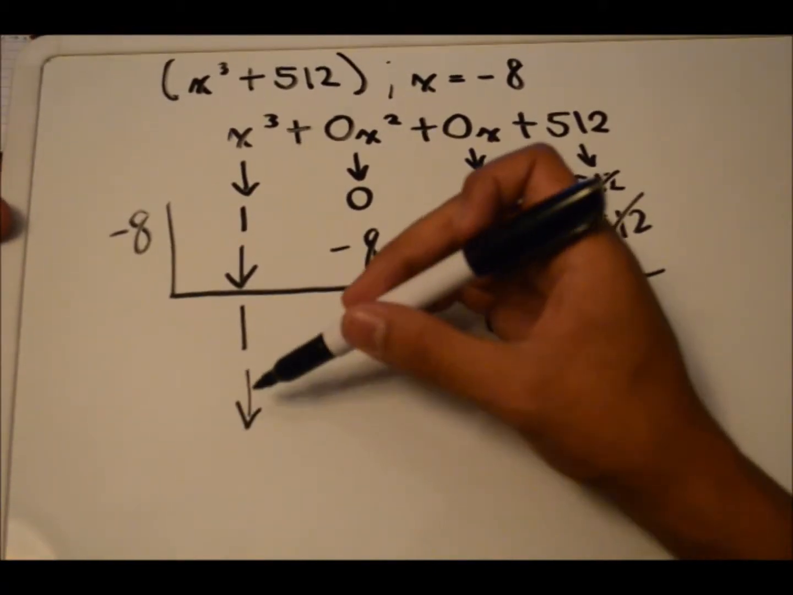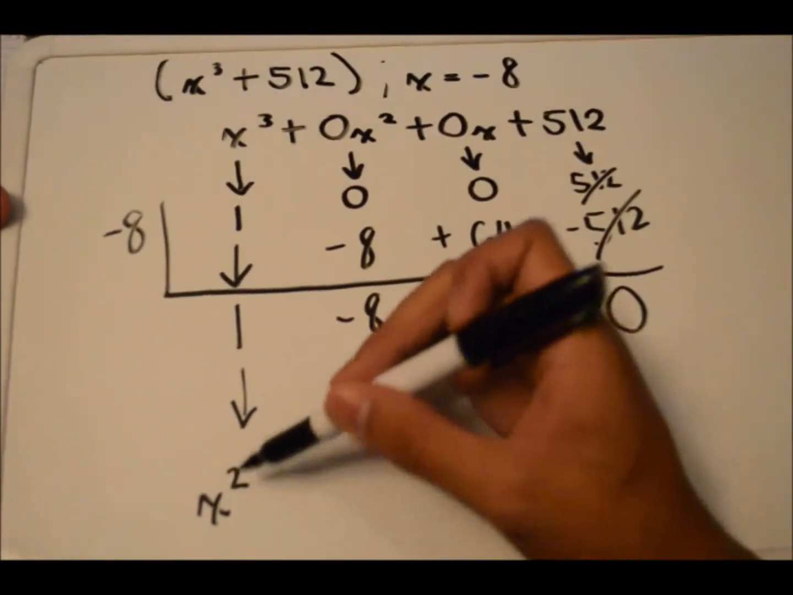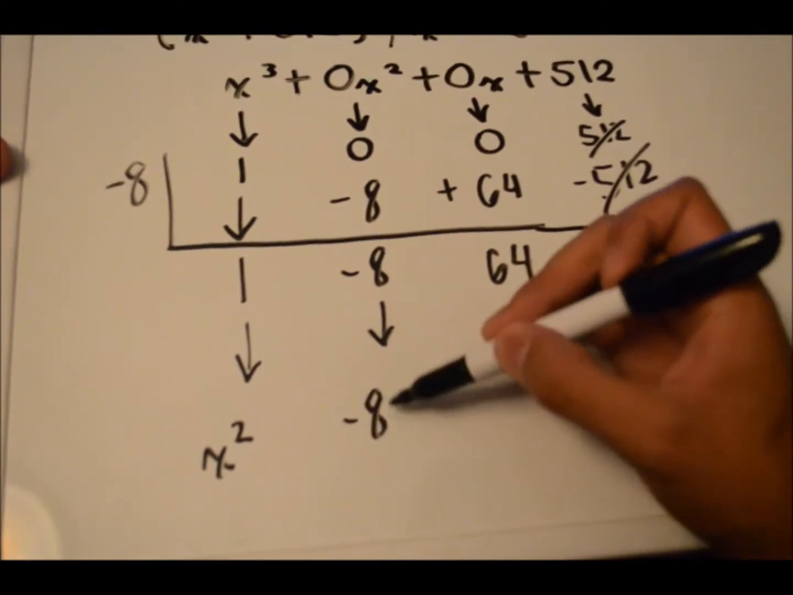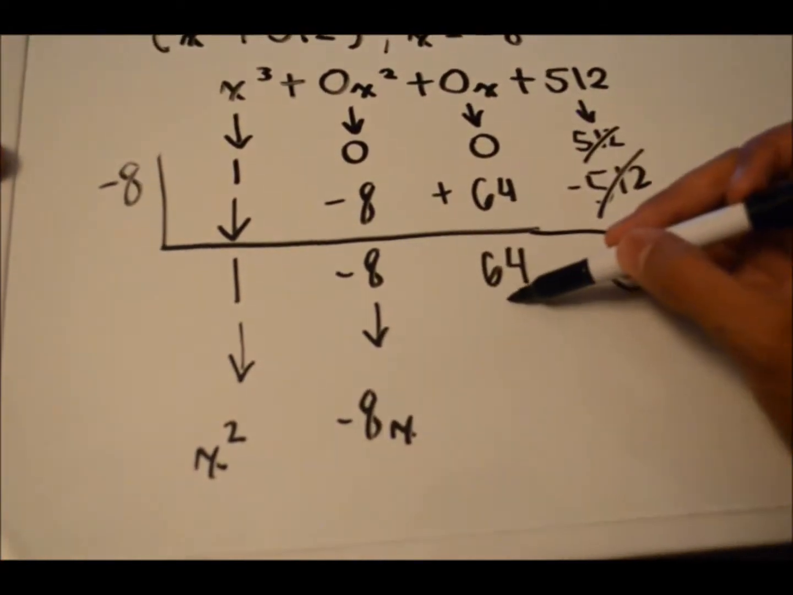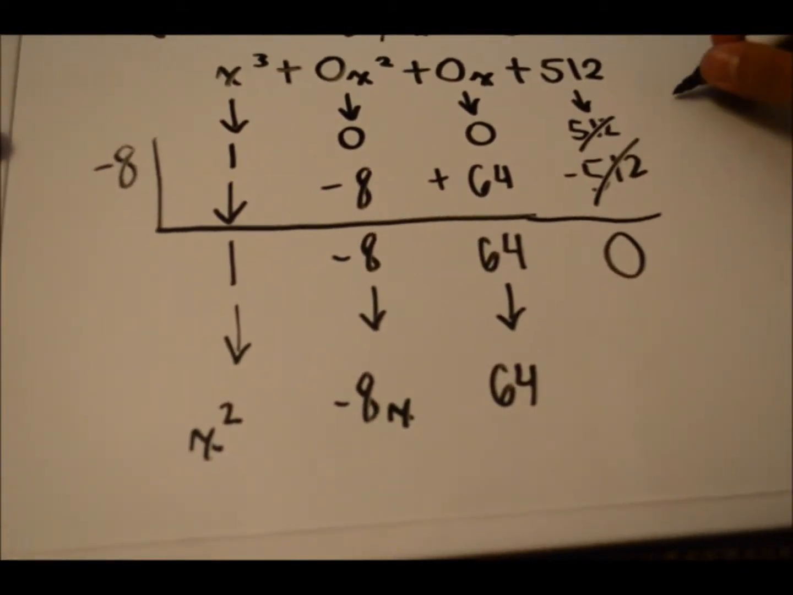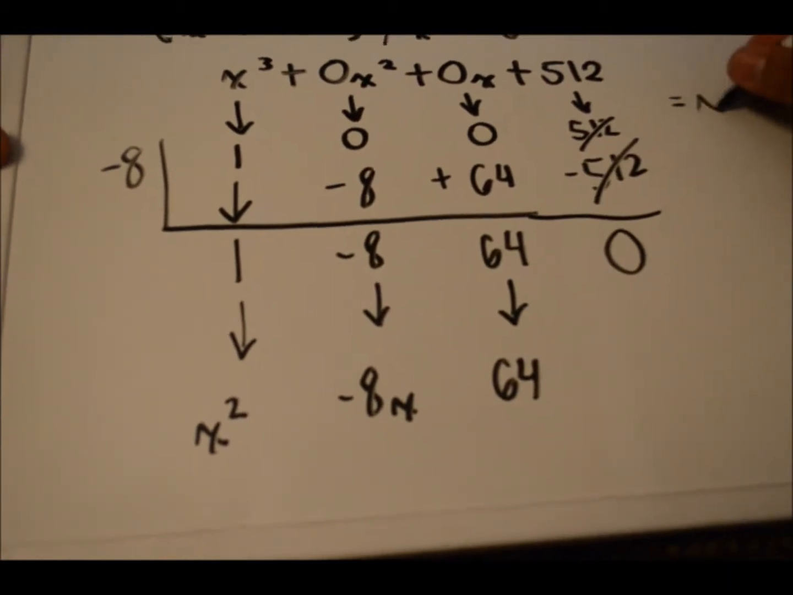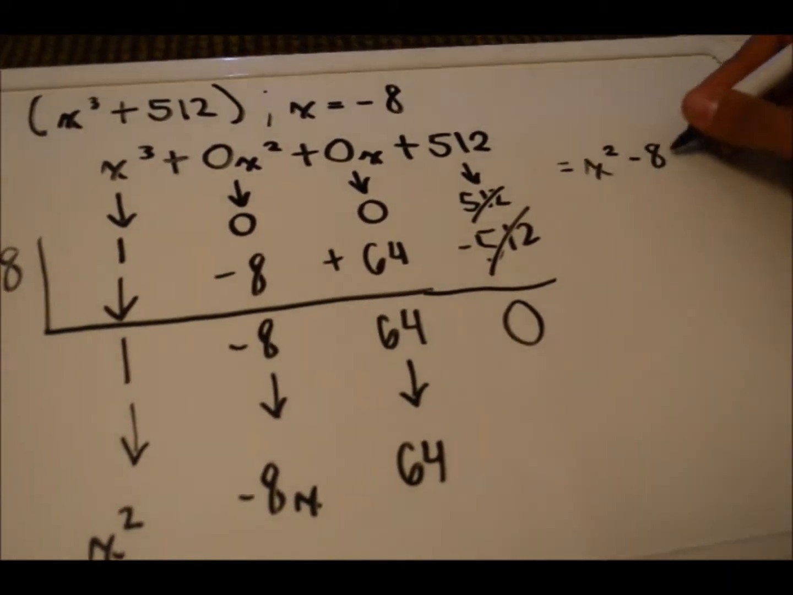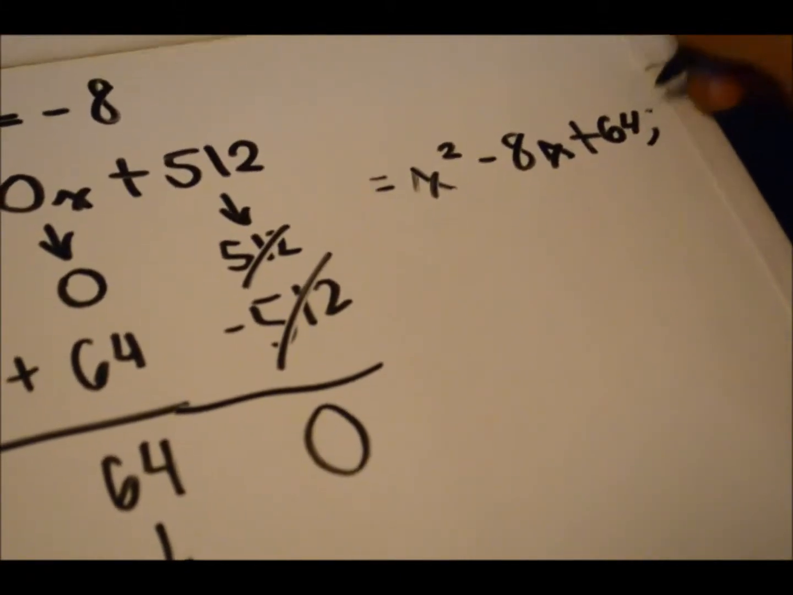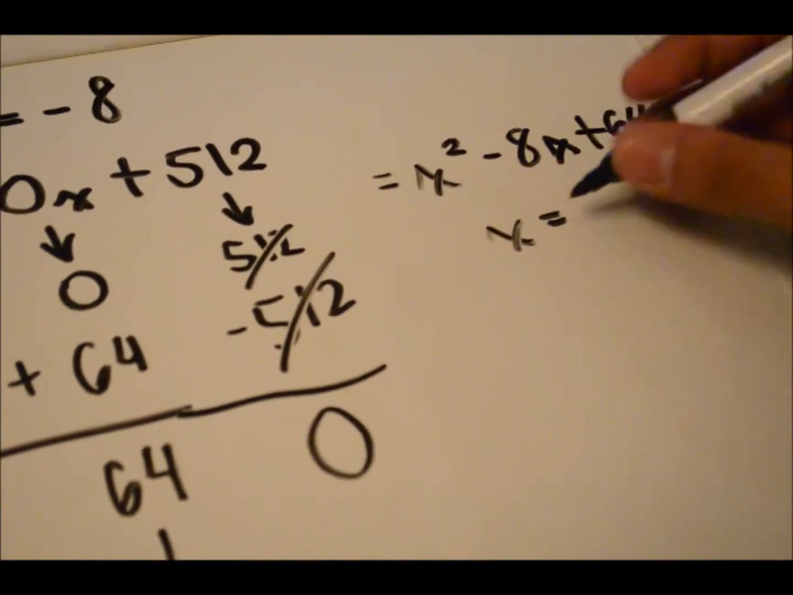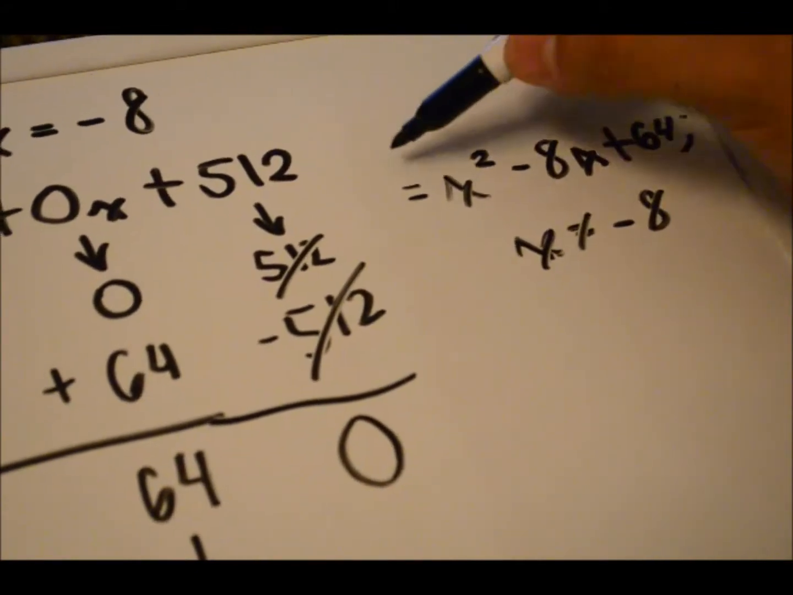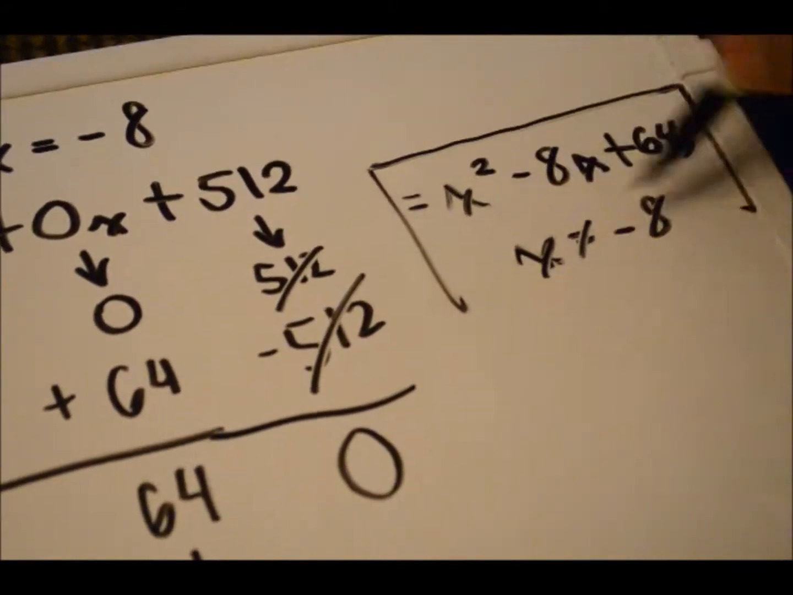We will then drop 1 as x squared since it decreases from x cubed to x squared, and negative 8x since it decreases from 0x squared to negative 8x, and then 64 as a normal number. Our quotient would then be written as x squared minus 8x plus 64, and as a restriction, x cannot equal negative 8, and that will be your answer for synthetic division with a placeholder.